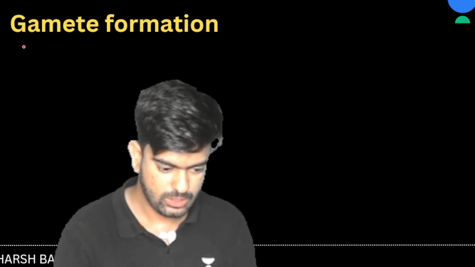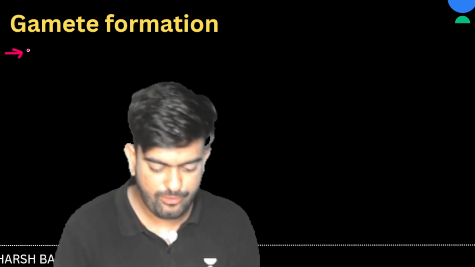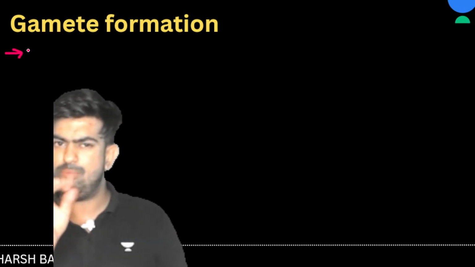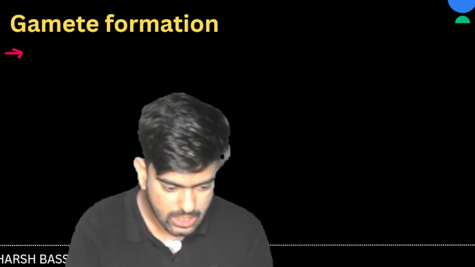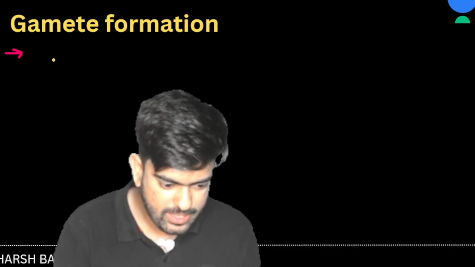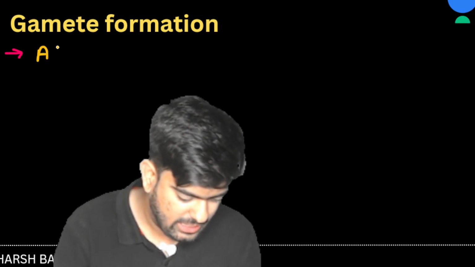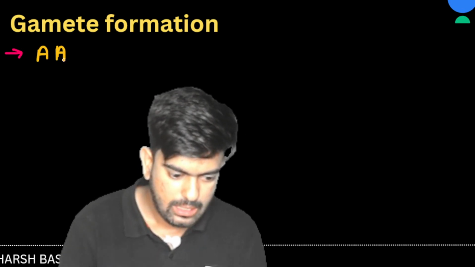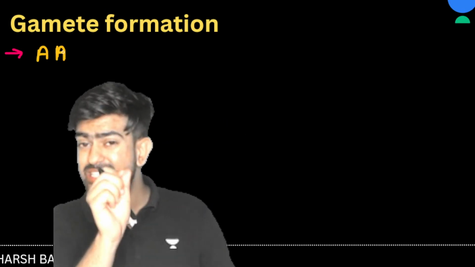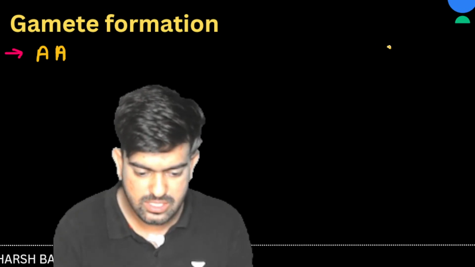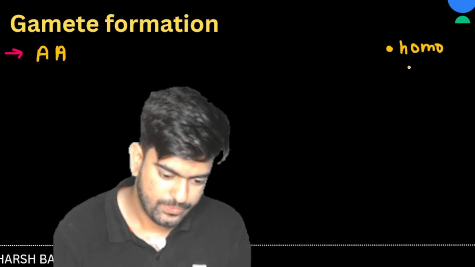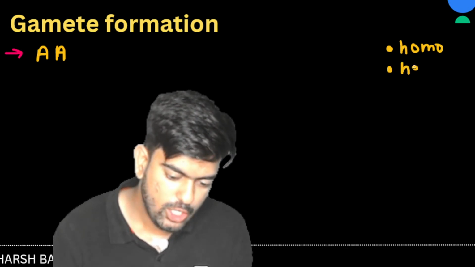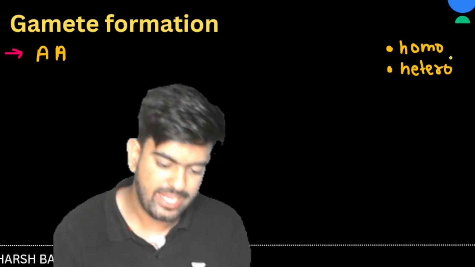Clear? Okay. So gamete formation is basically what? Let's suppose I am going to give you a genotype. The genotype is, let's suppose, capital A and capital A. Okay, sir. Now, the first step will be what? The first step will be to identify it as homozygous or heterozygous.